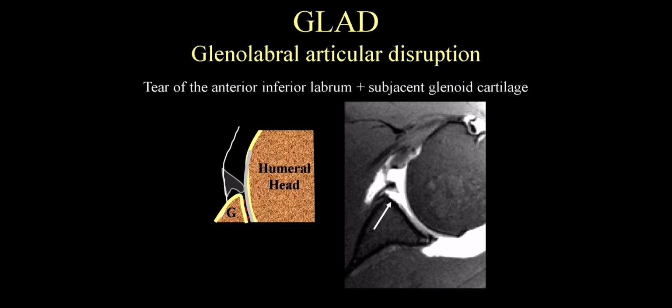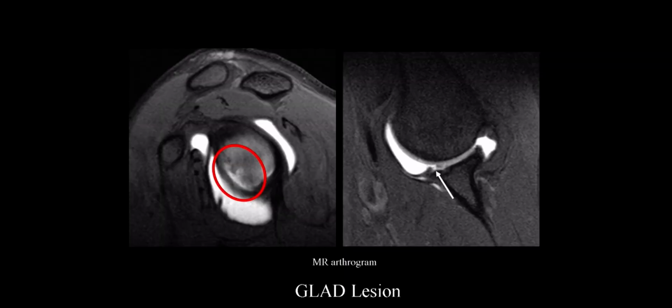Okay, GLAD lesion, this is glenolabral articular disruption. You want to always look very carefully at the articular cartilage because the damage is occurring in a broad area. This can either become delaminated, it can go along with the labrum as you see here. So here's a piece of intermediate signal intensity cartilage attached to the labrum, and here's the defect, or you can have it just fragmented within the joint space.